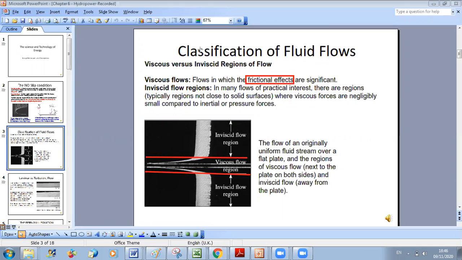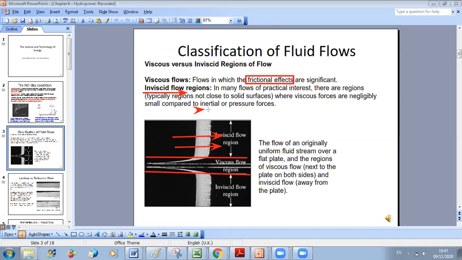But far from the wall, we can say that the effect of viscosity is negligible because we don't have any more variation in velocity. This is why we can divide the same fluid into regions. In the boundary layer, I cannot neglect viscous effects, while far from the boundary, I can treat my flow as inviscid. What do I mean by inviscid flow? In many flows of practical interest, there are regions, typically not close to solid surfaces, where viscous forces are negligible compared to inertial and pressure forces.